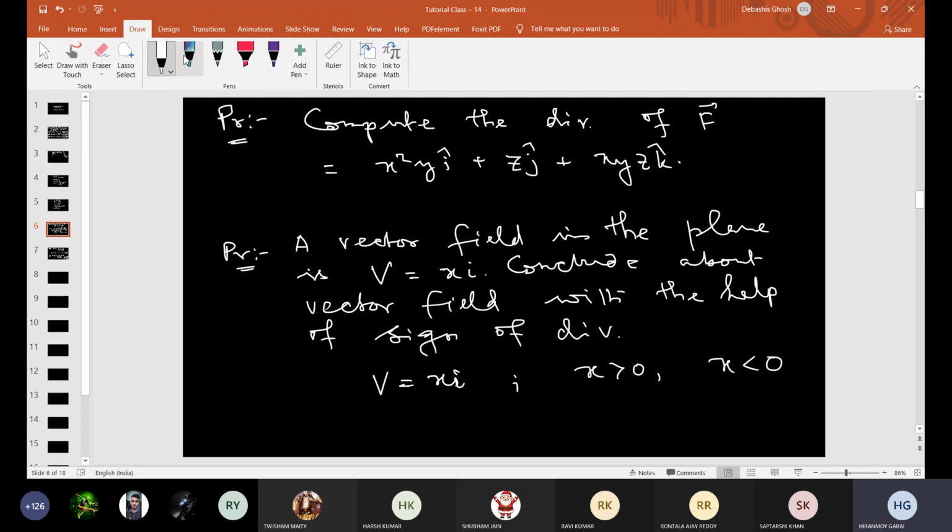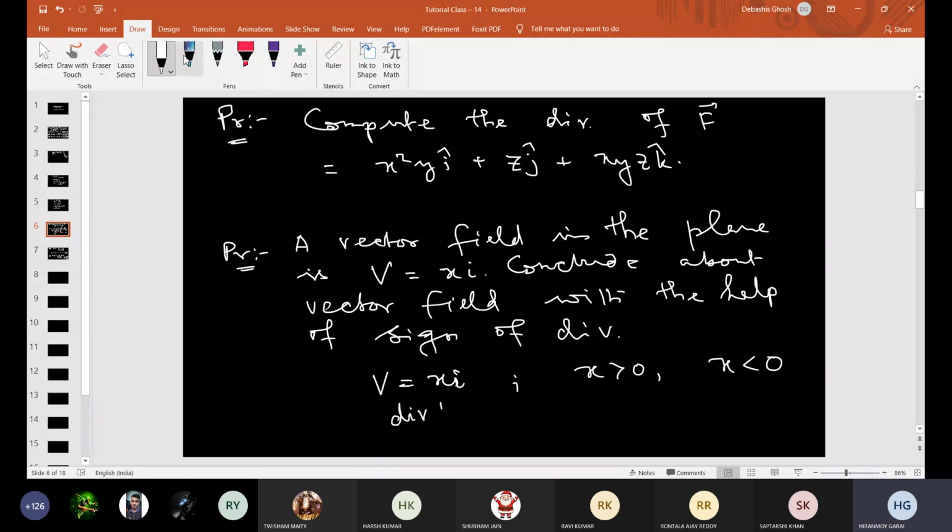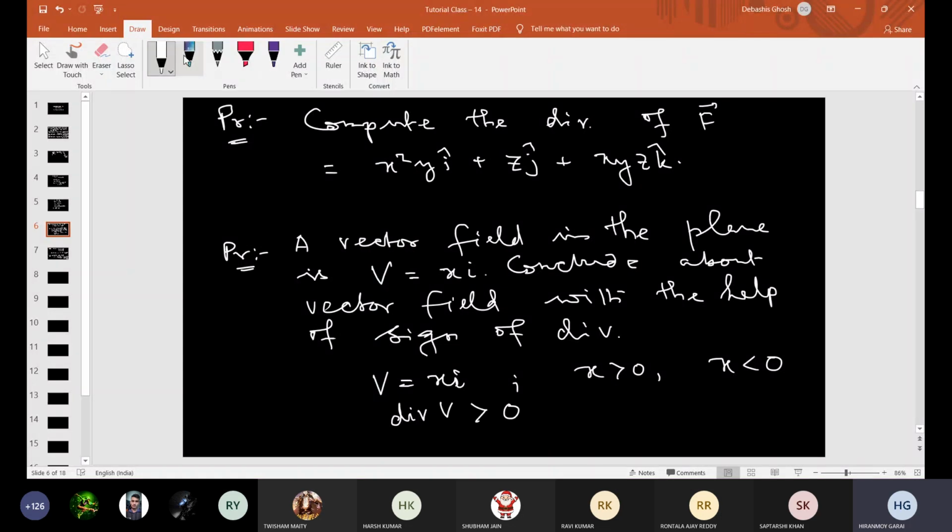Since it is expanding, we must claim that the divergence of v must be greater than 0, as we know that expansion always indicates the divergence is greater than 0. Herein, the divergence of v comes to be 1, which is greater than 0. You have to conclude with small and simple examples, so that for any other problem we could come to know what is going on. That is helpful.